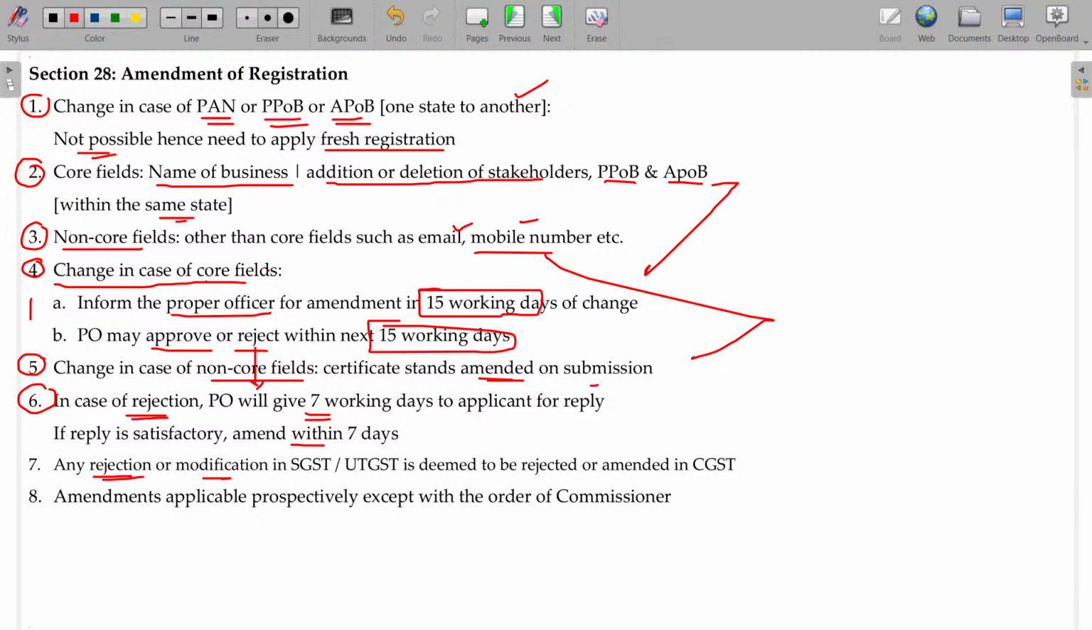Any rejection or modification in SGST will be a deeming provision. If any change happens in SGST, it is automatically assumed to be changed in CGST also. Okay. And amendment is applicable prospectively only. If I change today, this change will be applicable from today only. If I want to change this 3 or 4 years earlier, which is not possible. Okay, if you want to do so, then you have to get the order of the commissioner. So this is the procedure of amendment under section 28.